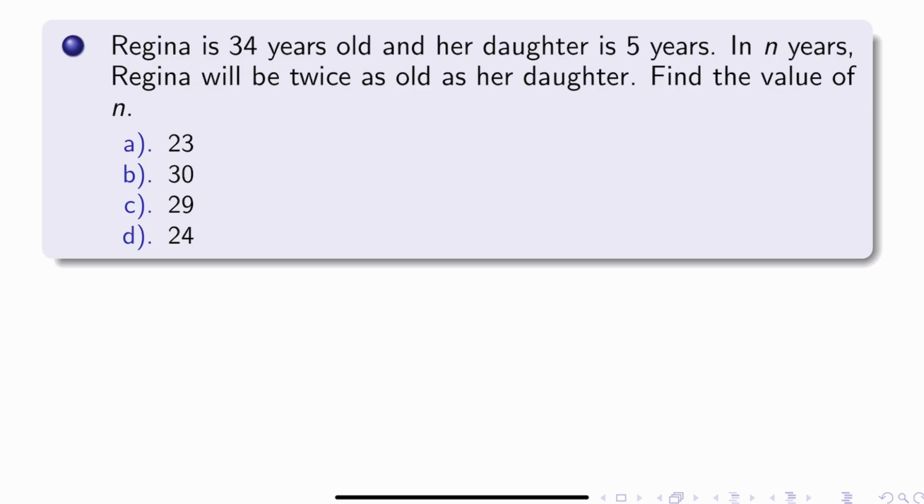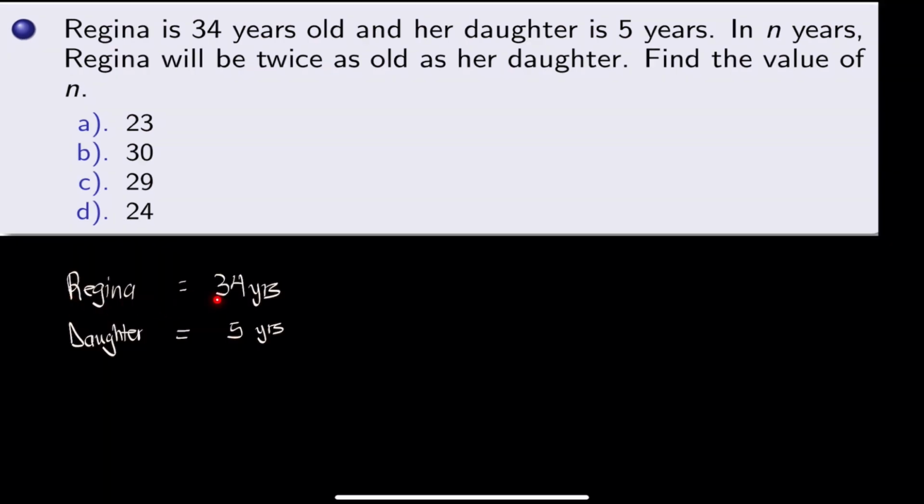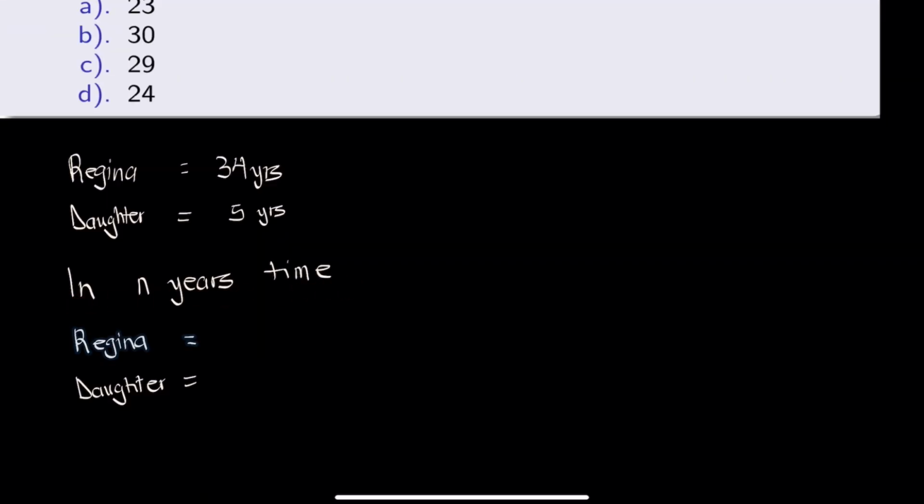Question number 2. Regina is 34 years old and her daughter is 5 years old. In n years' time, Regina will be twice as old as her daughter. Find the value of n. From the question, we know that Regina is 34 years old and her daughter is 5 years old. In n years' time, Regina is going to be 34 plus n years old, right? So here is going to be 34 plus n years. And her daughter is going to be 5 plus n years old.